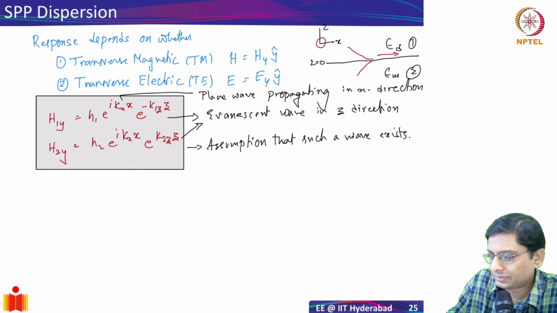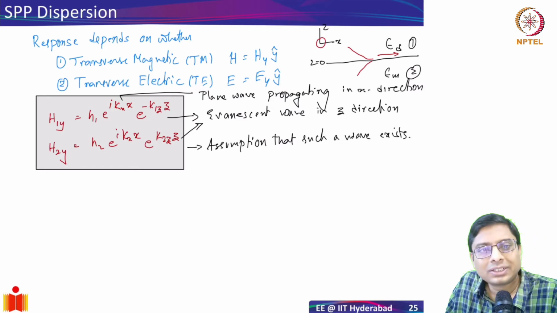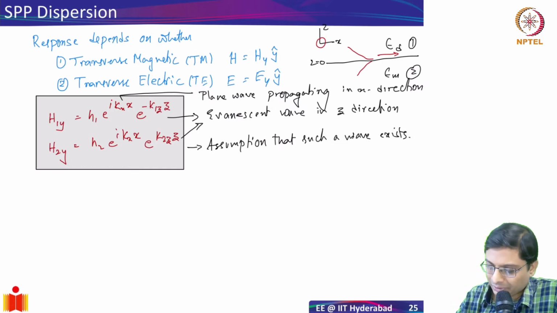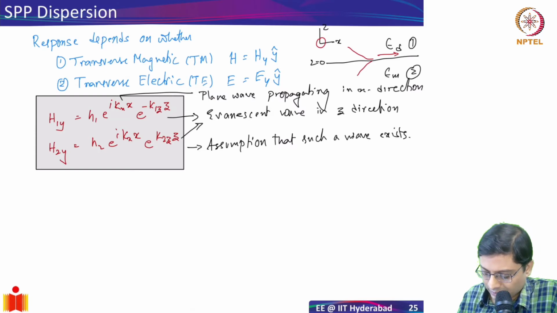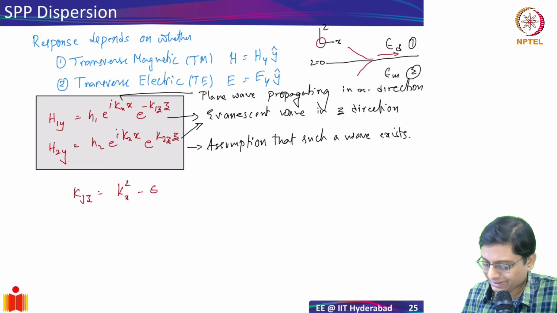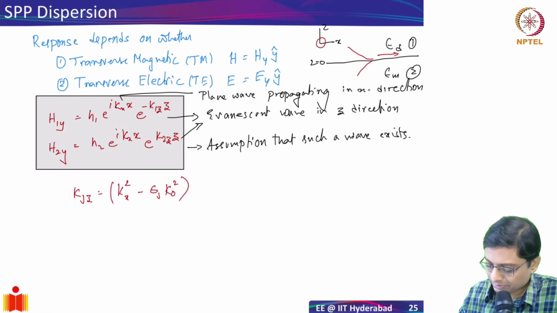But what does it mean? Well, we already talked about the propagation constant, right? And essentially the propagation constant in the z direction is imaginary. Let me write it out. Instead of writing it in 1 and 2, I'll say that k_jz, simply j equal to 1 or 2, is going to be the square root of kx squared minus epsilon_j k0 squared. Whether it's metal or dielectric, I'm just slightly changing the notation.